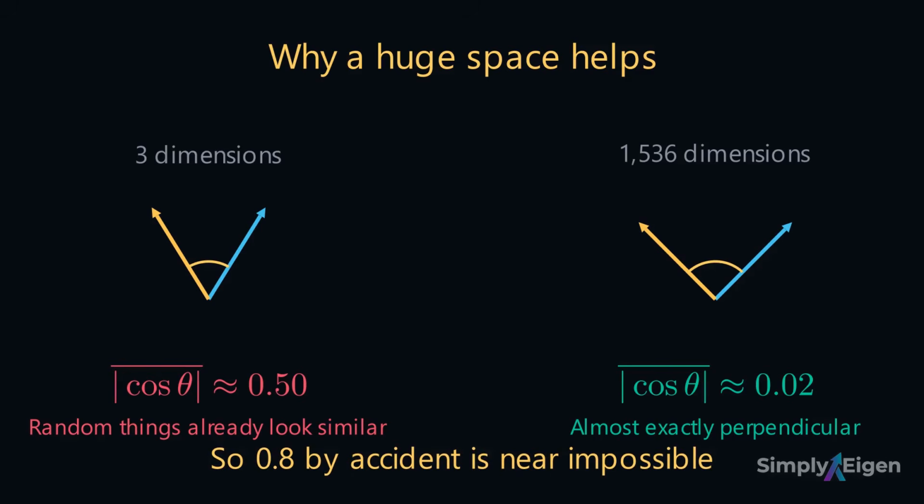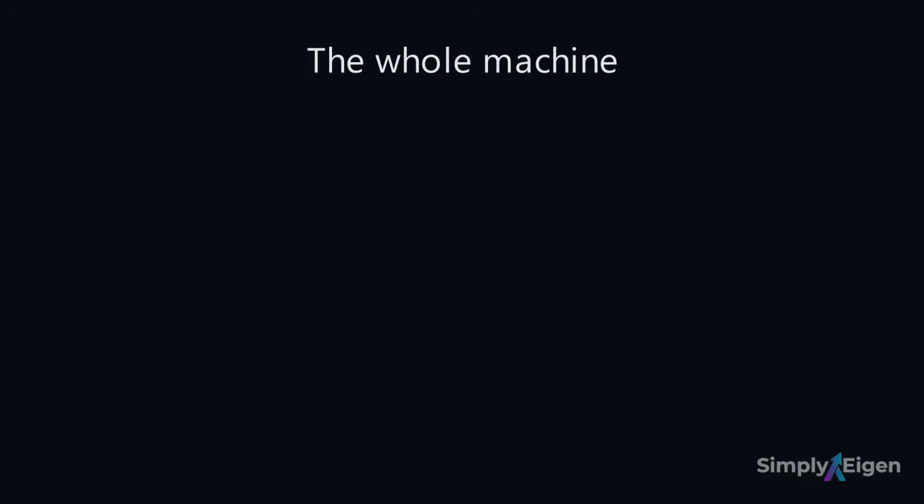So when 2 real sentences score 0.8, that is not a mild hint. In 3 dimensions, it would be close to meaningless. In 1,500, it is an enormous coincidence, unless the 2 things are genuinely related. And that is the whole machine.